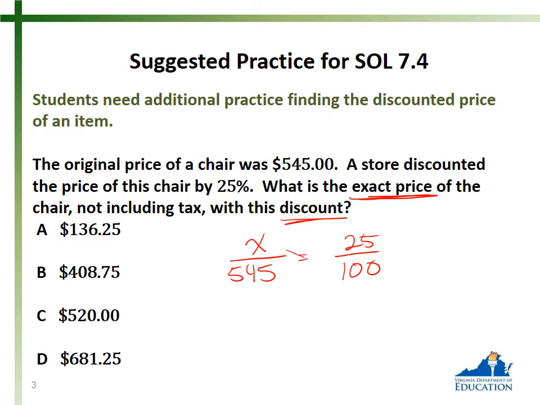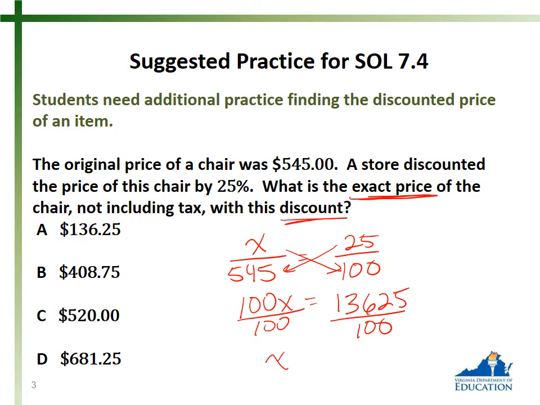And when I go ahead and cross multiply here, I have 100x equal to 545 times 25, which gives me 13,625. And if I divide both sides by 100, I have x being equal to $136.25. And so right now I found the discounted amount. This is really important because it's looking for the price that you're going to pay the person to get this chair.